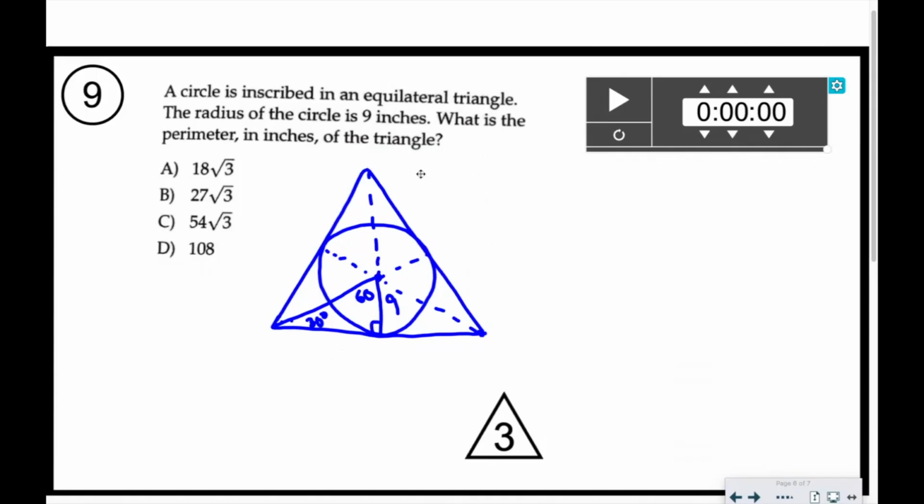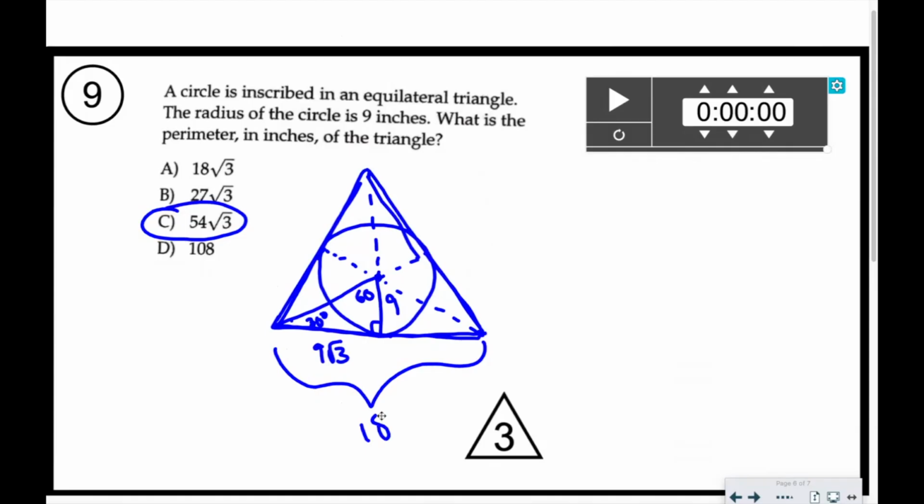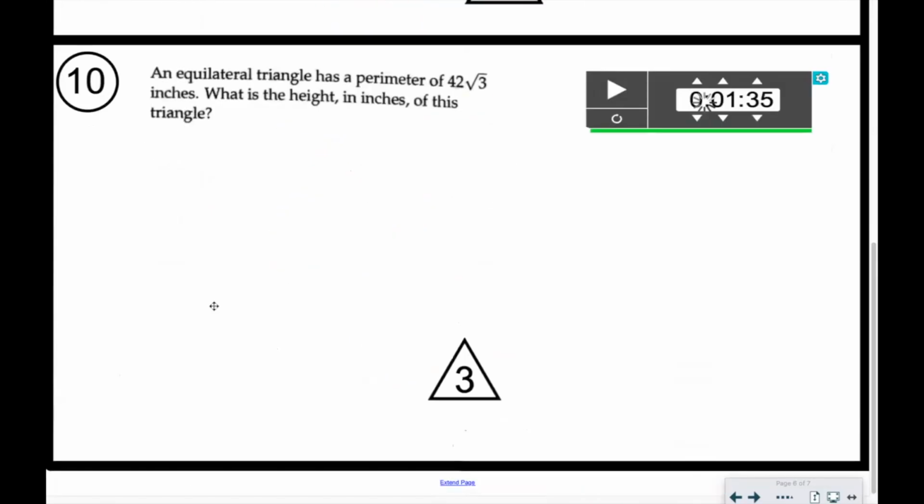Then I want the perimeter of the triangle. Well, my ratios are x root 3, so this long side has to be 9 root 3. And notice that I end up having 6 of those that make up the whole triangle. And 6 times 9 root 3 is 54 root 3. If that's confusing to you, then this whole side would be 18 root 3. There would clearly be 3 of those, and 3 times 18 root 3 is again 54 root 3. So either way, we get C.